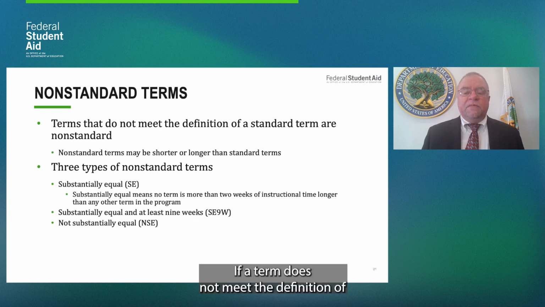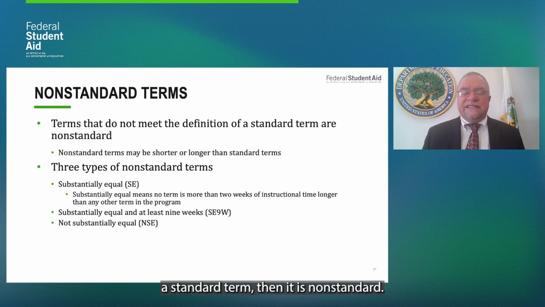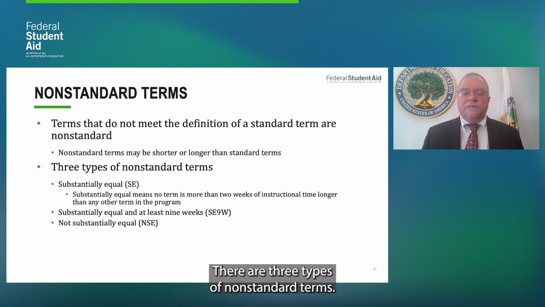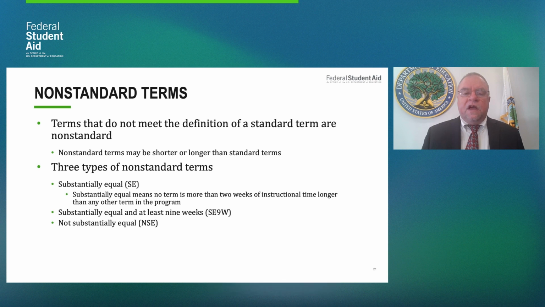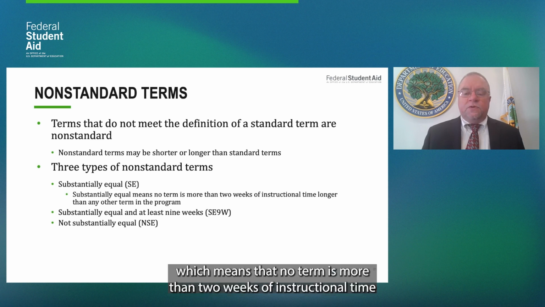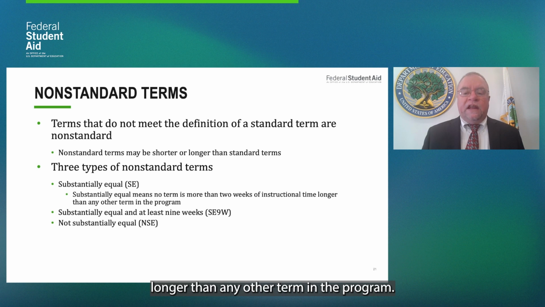If a term does not meet the definition of a standard term, then it is non-standard. Non-standard terms may be shorter or longer than standard terms. There are 3 types of non-standard terms. Non-standard terms can be either substantially equal, or SE, which means that no term is more than 2 weeks of instructional time longer than any other term in the program.